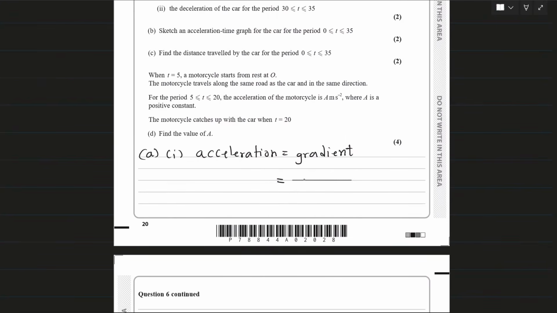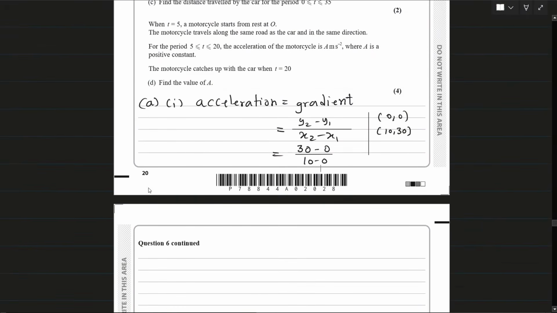So we know that gradient is equal to y2 minus y1 divided by x2 minus x1. So from the graph, we have the points 0, 0 and 10, 30. From this we calculate 30 minus 0 divided by 10 minus 0. So this gives us an acceleration of 3 meter per second square.